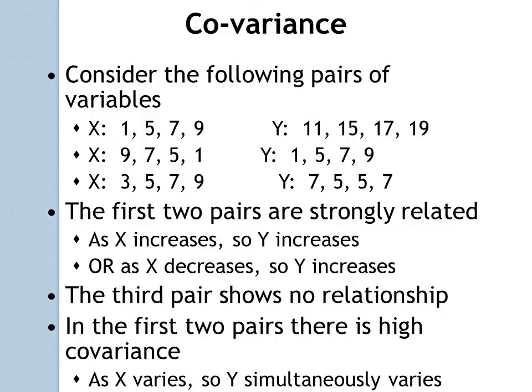With the last set of data, there is no relationship. There is no way to predict how those 2 variables are moving together. So what you'll see is that as x is changing, so is y, but it's not predictable.